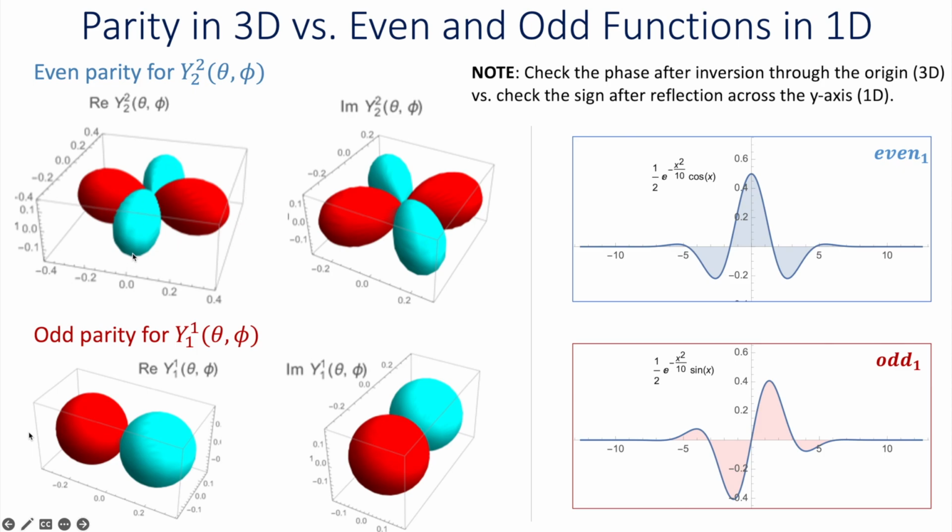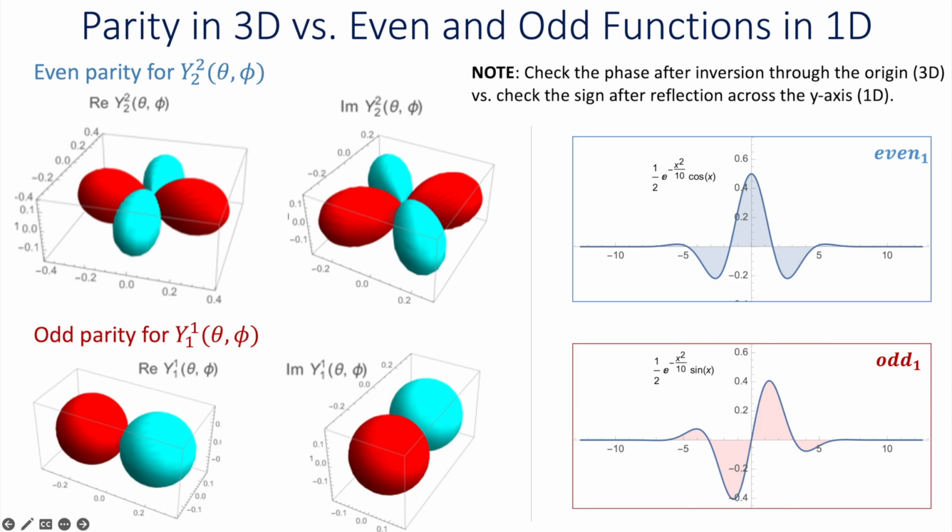Same thing with that cyan colored one. If I go from up here, then I come out down here. So the top one is even, it has parity. The bottom one, nope, that one's odd. If I go from up here to down there, okay, fine, the position's the same, but the phase definitely flipped. So this is odd, this is even. The top one is even, the bottom one is odd. And then again, comparing that to the images on the right, we just check the phase after inversion through the origin for the 3D example, versus checking the sign after reflection across the y-axis in the one-dimensional example.